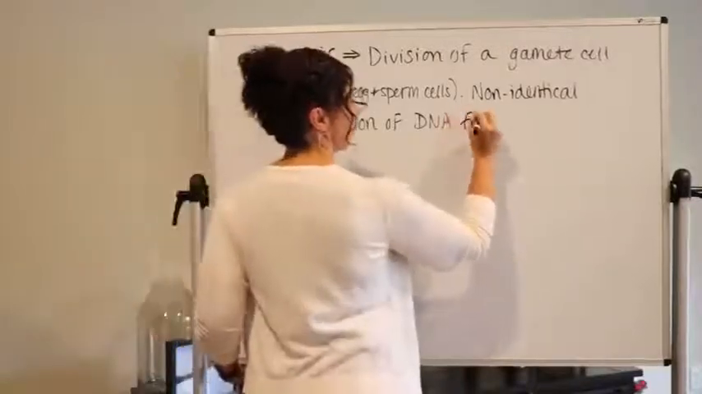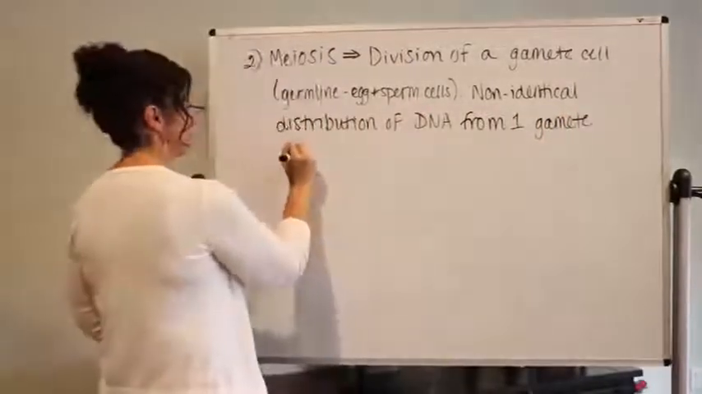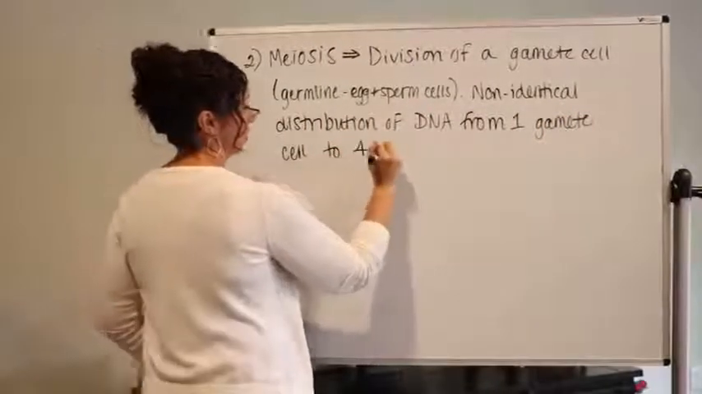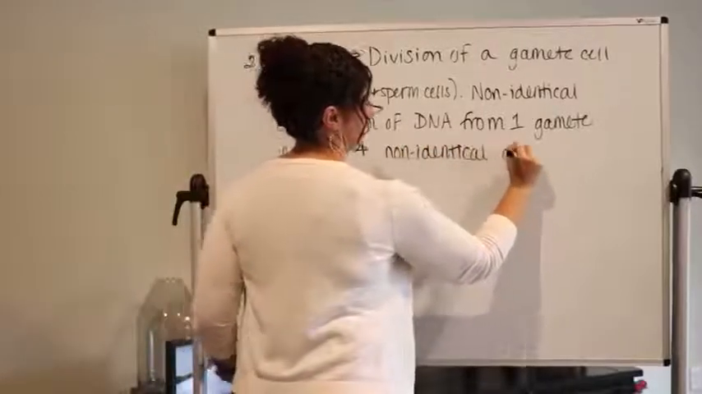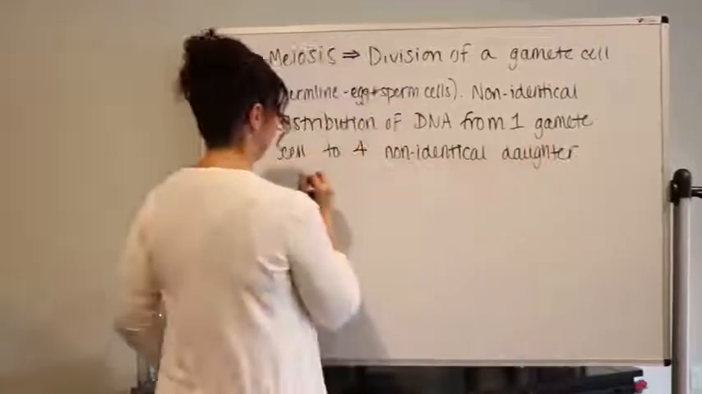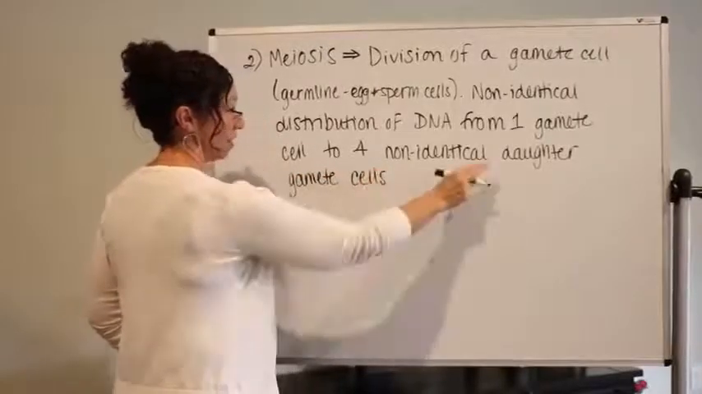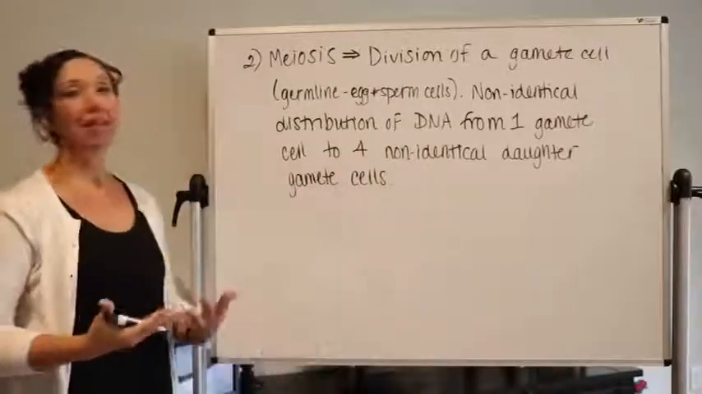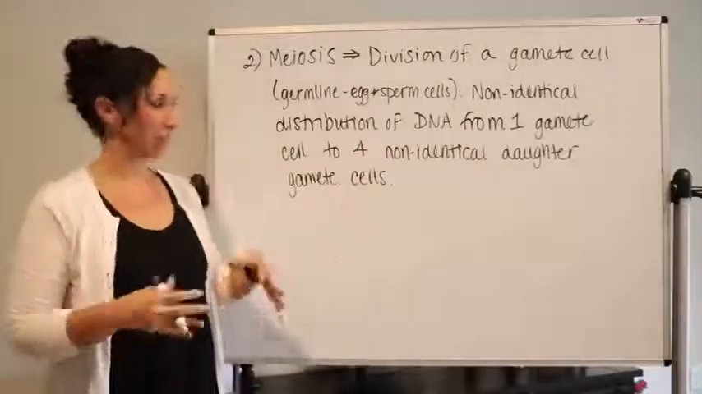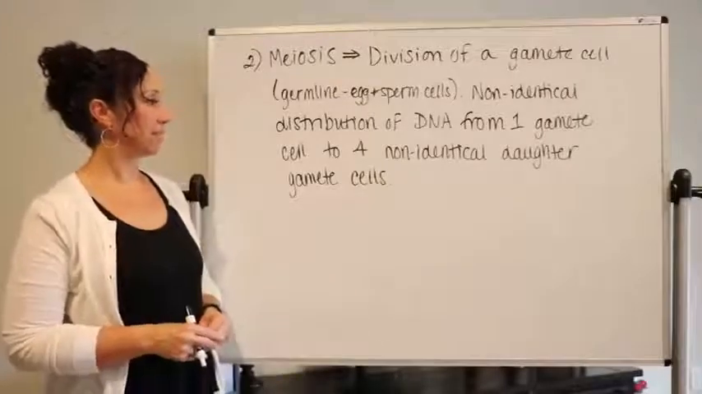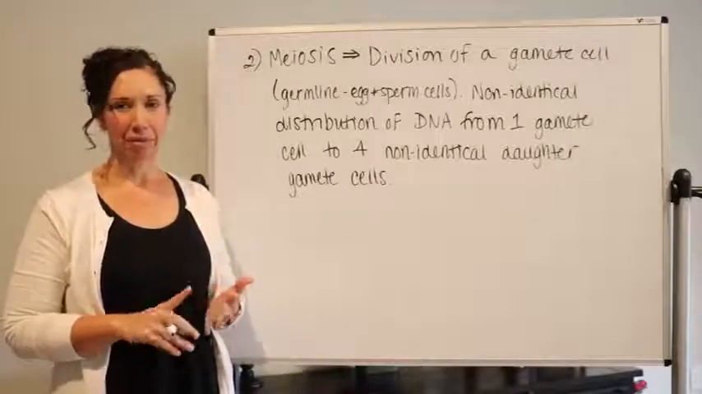So from 1 gamete cell to 4 non-identical daughter gamete cells. And by the time they get to the 4 gamete cells, then you have an egg or a sperm. The parent cell isn't a mature egg or sperm yet. They have to undergo meiosis to get there. Okay, so let's do a little definition really quick on somatic, gamete, all that kind of stuff.